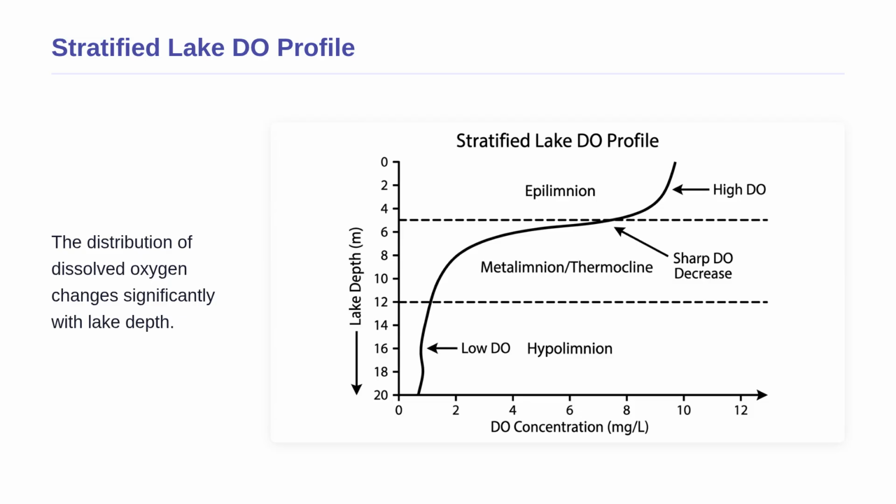Notice the top layer, the epilimnion, has high and steady oxygen levels because it's in contact with the air and sunlight. But as we cross the dashed line into the middle layer, the metalimnion or thermocline, the oxygen concentration drops sharply. By the time we reach the deep, dark bottom layer, the hypolimnion, the oxygen is nearly depleted. This visualizes how physical stratification creates distinct living zones for aquatic life.